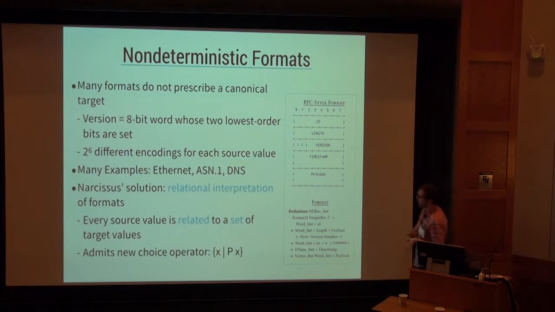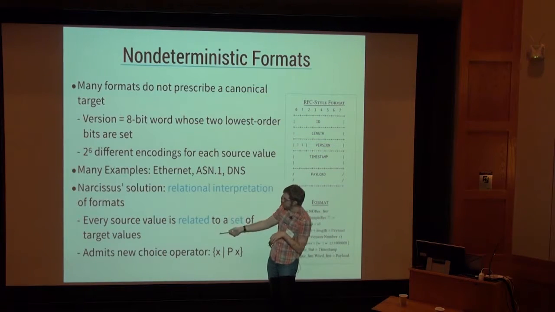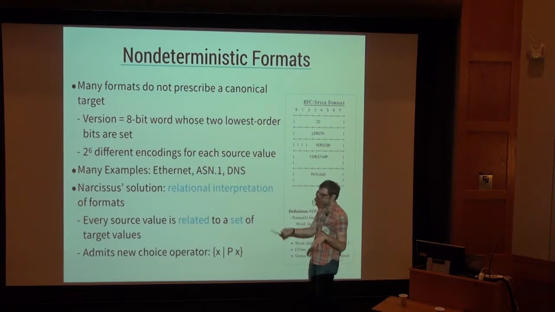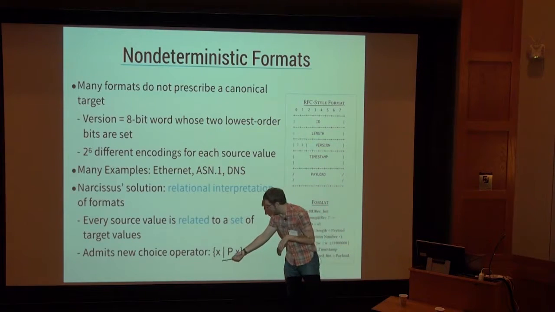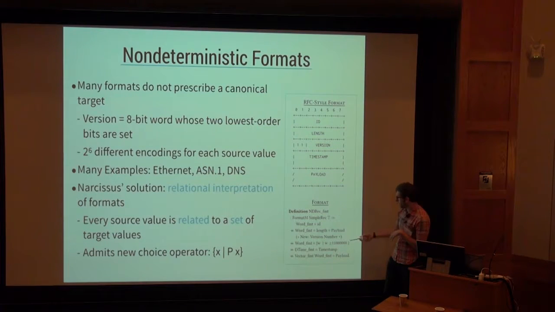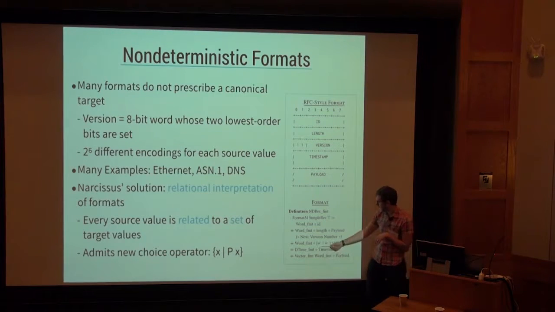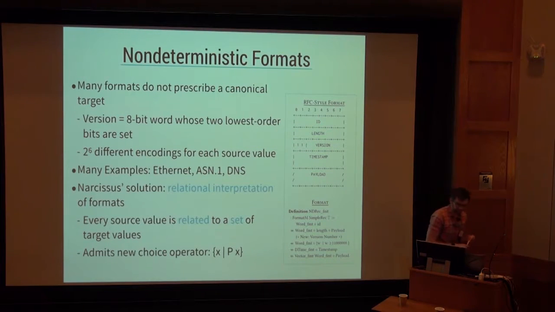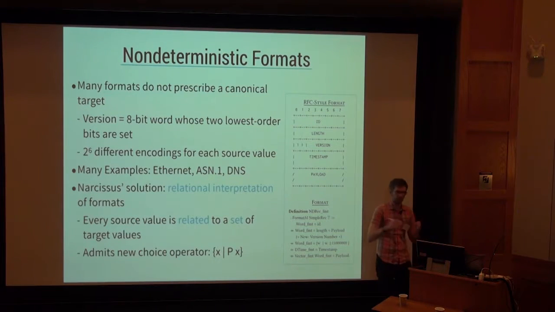And what's nice here is that once we have this relational representation of formats, we can define a choice operator that you can basically read as, give me any value satisfying some predicate P. And we can encode this version magic number here: I'm going to encode a word, and that word is just going to be anything that's greater than or equal to 110000. And now this format precisely captures all of the possible encodings of a particular source value in a single definition.